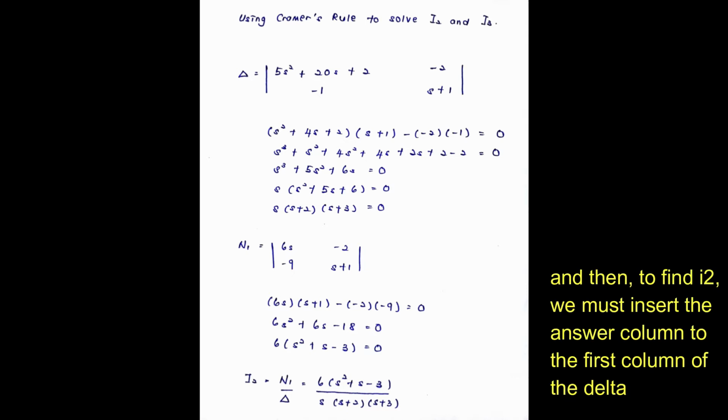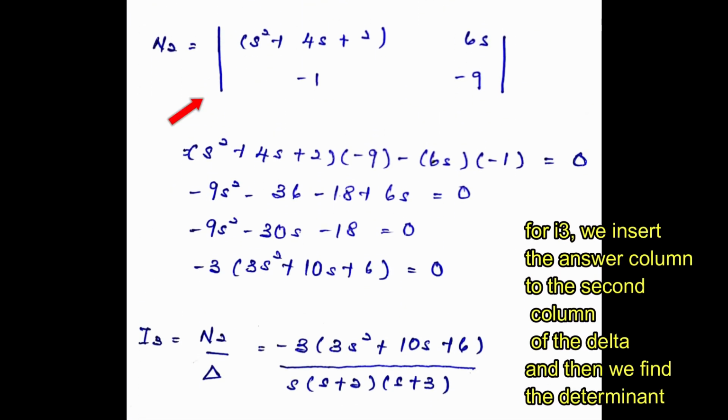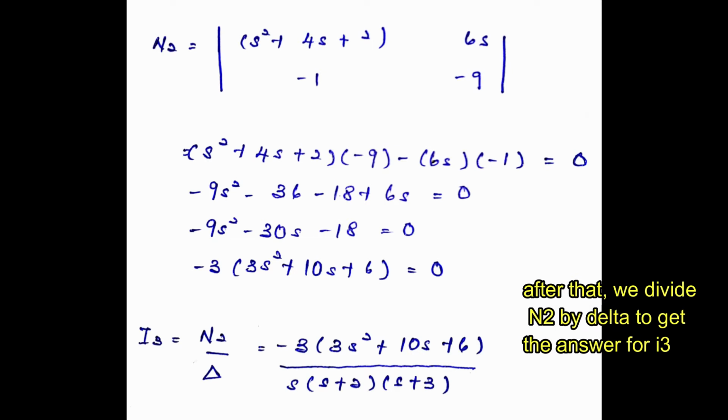And then to find I2, we must insert the answer column into the first column of the delta and then find the determinant. After that, we divide N1 by delta to get I2. For I3, we insert the answer column into the second column of the delta and then we find the determinant. After that, we divide N2 by delta to get the answer for I3.